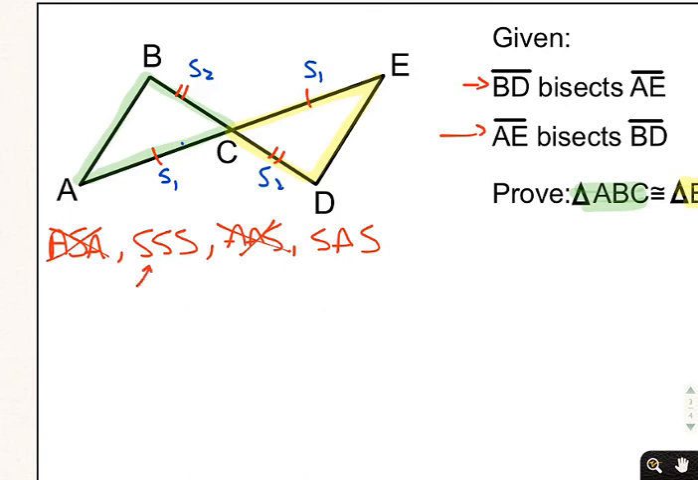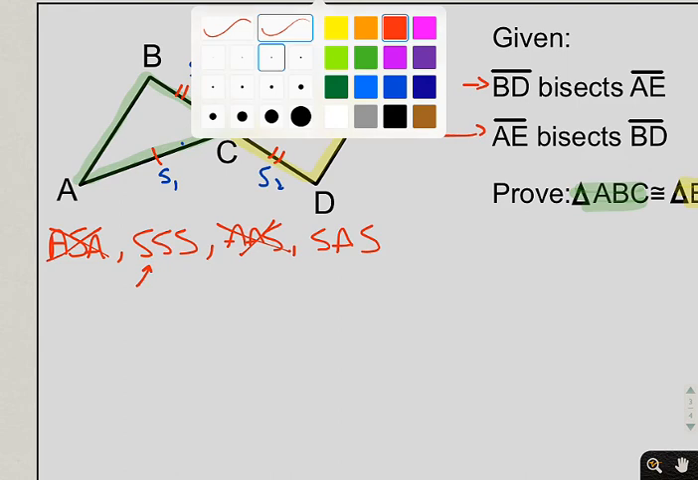If I want to use side, side, side, that means I'd have to be able to prove that this side and this side are congruent. Now, they may look it, but the question I'm asking myself is, do I actually have a reason to make them congruent? And the answer is no, I don't. I don't have anything that proves those are congruent other than my own will, and my will is not strong enough to make something like that happen. So we have to go elsewhere.